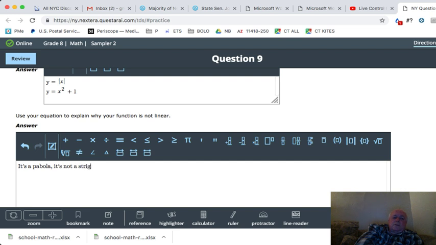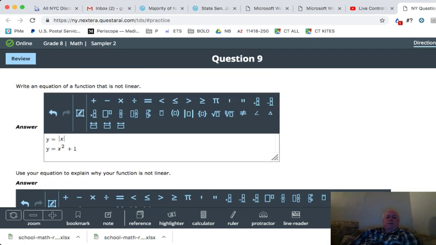It's not a straight line when plotted. Even on the second one, I don't know to what extent they're allowed this, but you can just say something like x squared is not allowed. Okay, I think that would get you through here. Again, they only wanted one example.